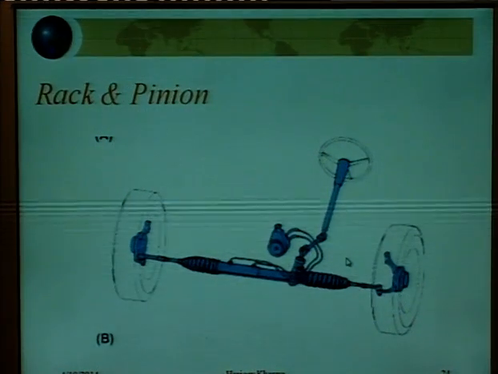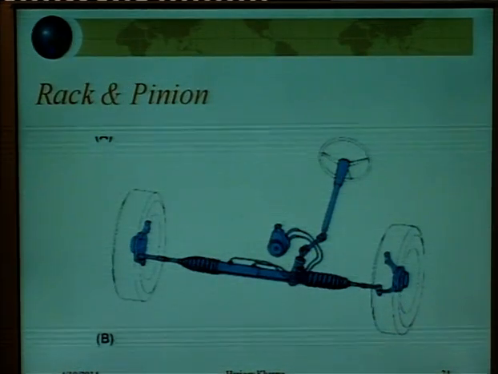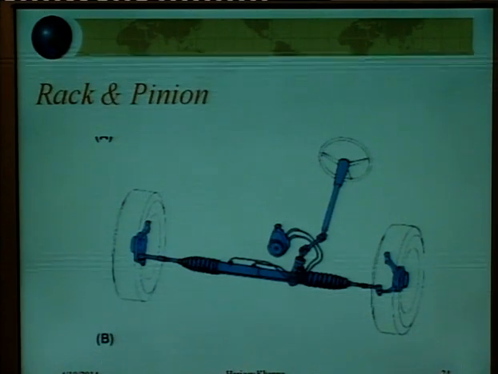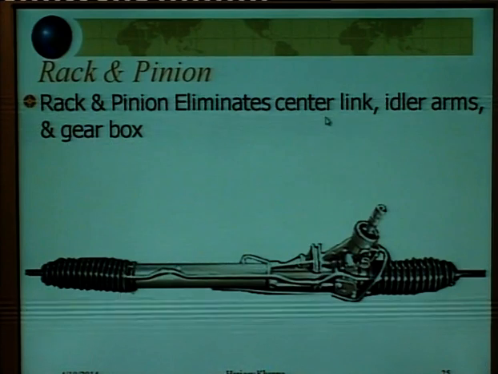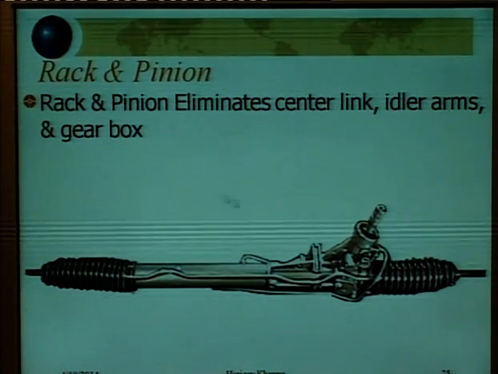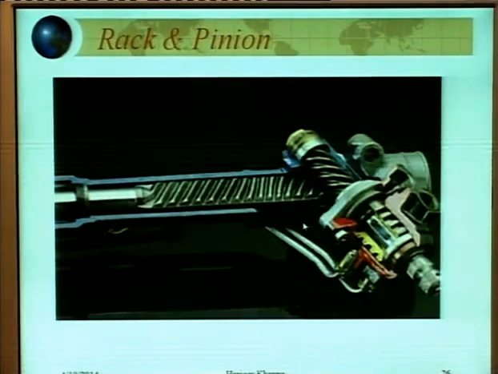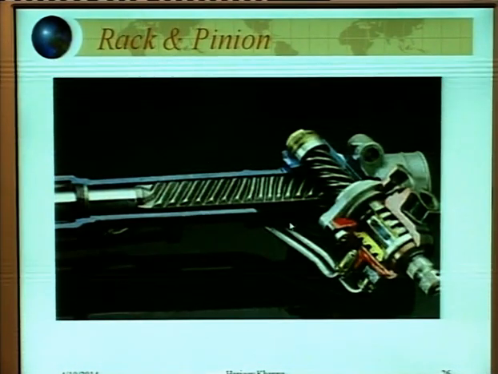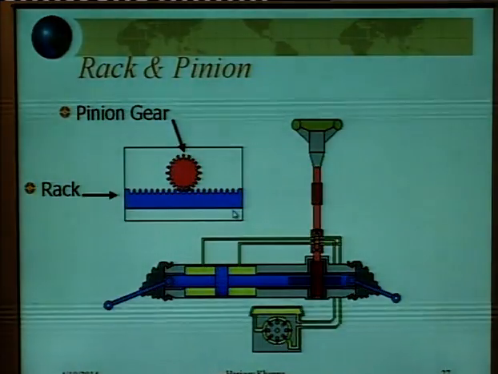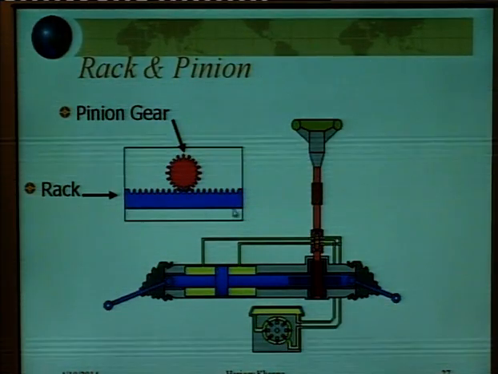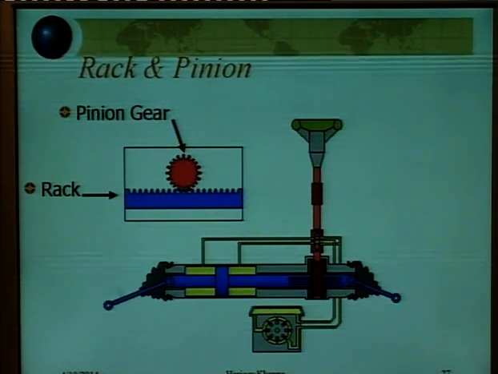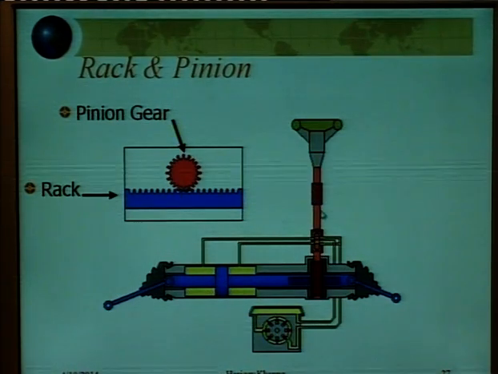This is a rack and pinion arrangement. These are the various linkages we have already discussed. Rack and pinion eliminates the center link, idler arms, and the gearbox. So there is no need of a gearbox in this. That is the rack and pinion. This is the actual diagram of the system. This is the pinion gear. The movement is transmitted to the rack. So this rack moves the linkages on the wheels.